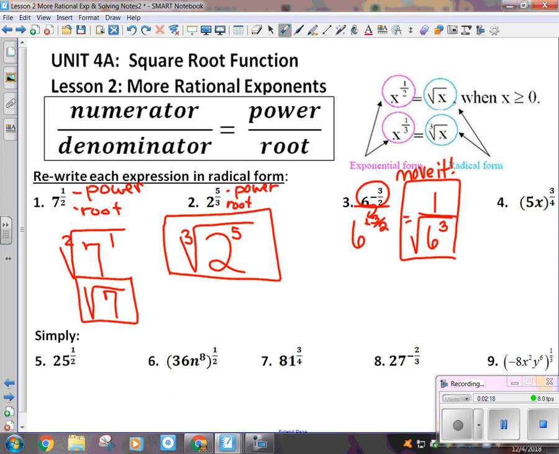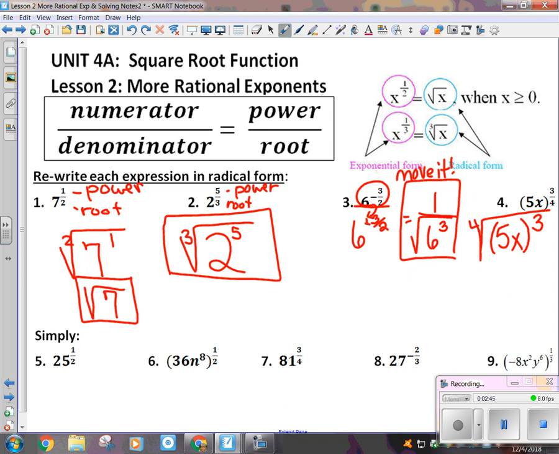Number 4, notice that I have parentheses. That means both parts, both the 5 and the x, are closest to the 3/4, so I have to keep 5x in parentheses. Am I raising 5x to the 3rd power or to the 4th power? To the 3rd power. And then I'm going to take what root of that? I'm going to take the 4th root. So I must show a 4 there.